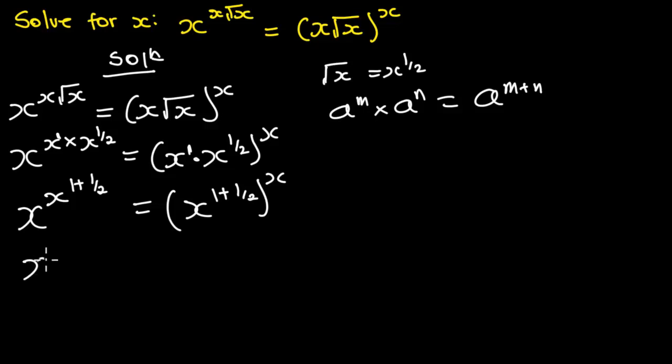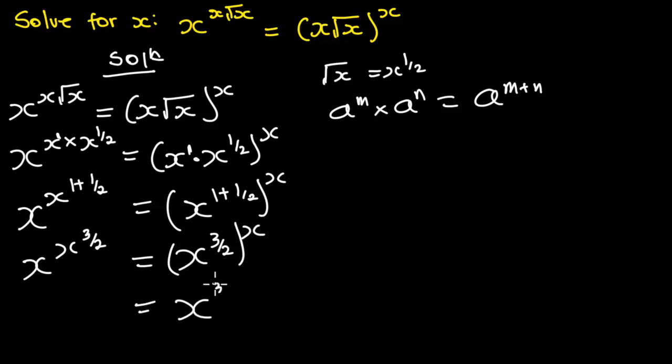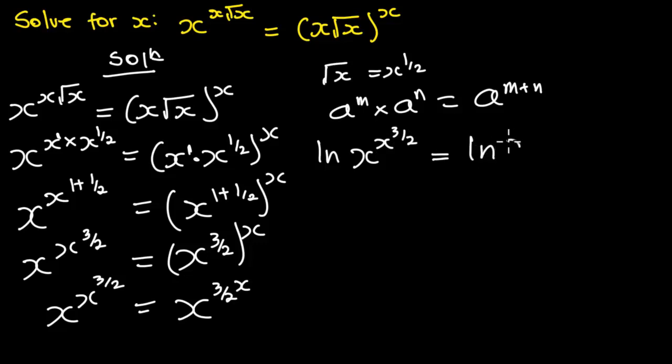So we are going to have x exponent x to the power 3 on 2, and this will be equal to x to the power 3 on 2 all exponent x. And then from here you can write the right hand side as x to the power 3 on 2 multiplying x, and this will be equal to x to the power x exponent 3 on 2. And so from here we are going to take natural log of both sides. So we are going to have the natural log of x to the power x to the power 3 on 2 is equal to the natural log of x to the power 3 on 2 multiplying x.